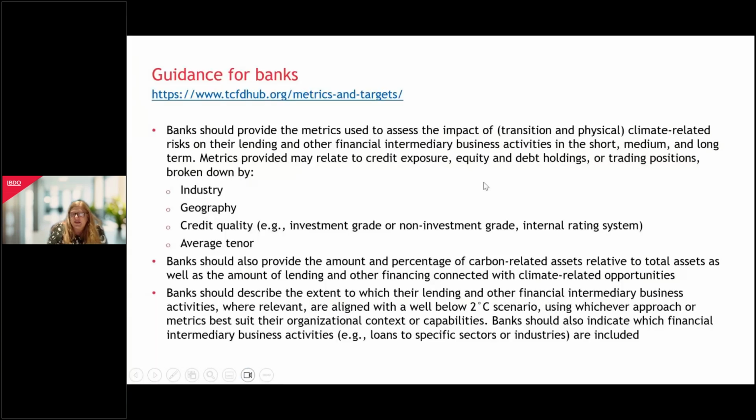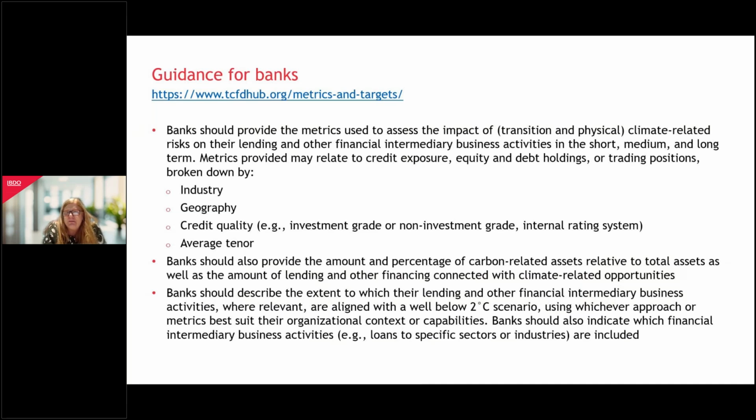What TCFD have done really well is they also developed guidance on banks, for example. So if you are a bank, whether a bigger bank or a smaller bank, what kind of metrics should banks be considering? What would be good metrics for banks?